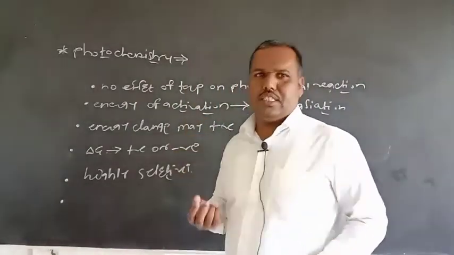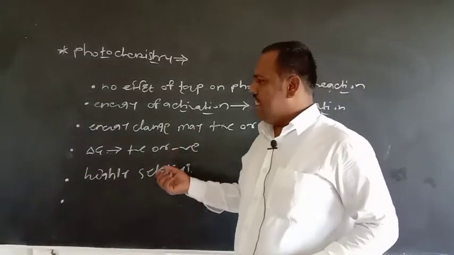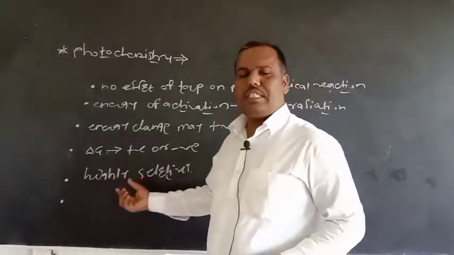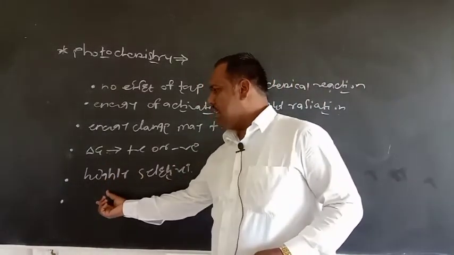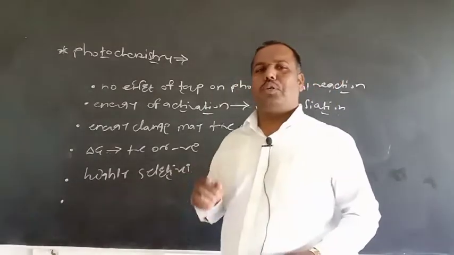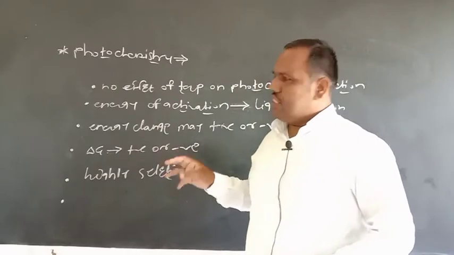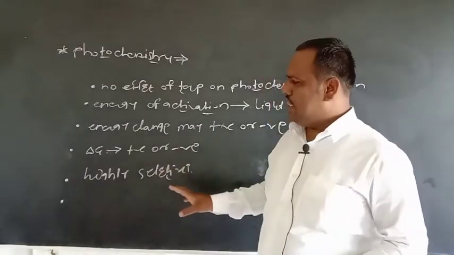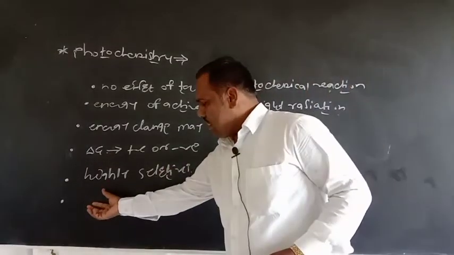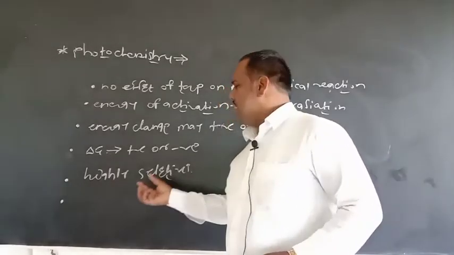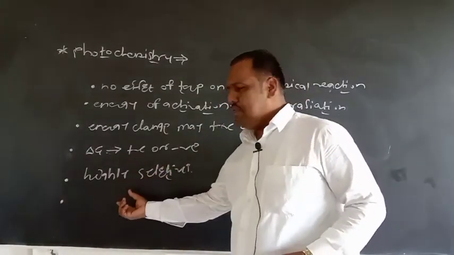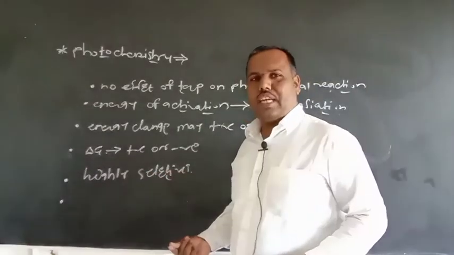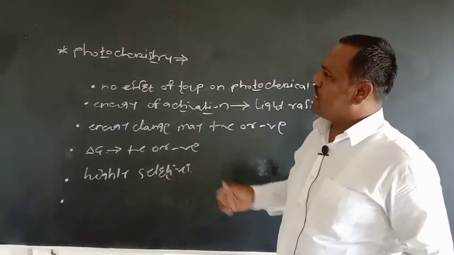These photochemical reactions are of two types. One is photophysical and the second is photochemical reaction. So what is the difference between photochemical and photophysical reaction? In a photophysical reaction, the light radiation is absorbed by the molecule, but there is no change. This is called a photophysical reaction. While in a photochemical reaction, by absorption of light radiation there is a chemical change. Chemical changes occur. It is called a photochemical reaction. So these are the important characteristics of photochemical reactions.